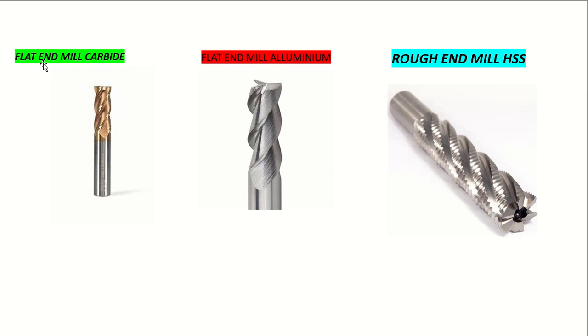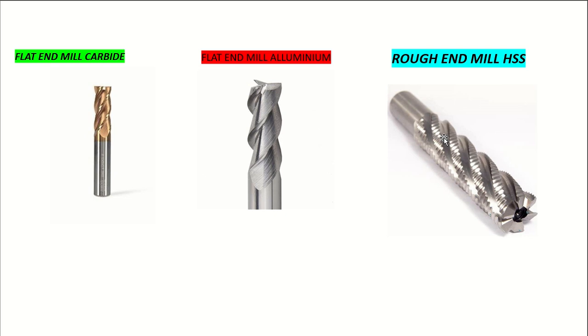First tool is the flat end mill. We have a lot of types in the end mills, so first I will explain the flat end mill. This is a flat end mill, carbide. This is a carbide material. This is a flat end mill, aluminum coated. This is uncoated, we can say uncoated also. This is a rough end mill, HSS. This one also we are using for aluminum materials only.